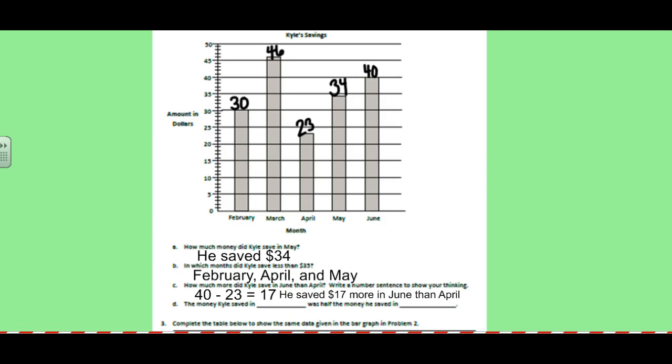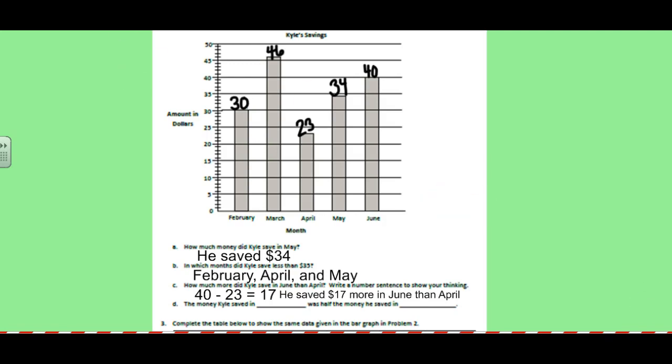Okay, so your number sentence should have showed 40 because that's how much money he saved in June, and then minus 23 because that's how much money he saved in April. And when you subtracted those, it was equal to 17. So you should have put that he saved $17 more in June than he did in April.